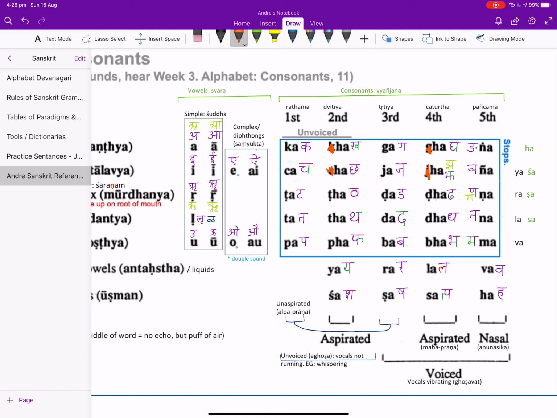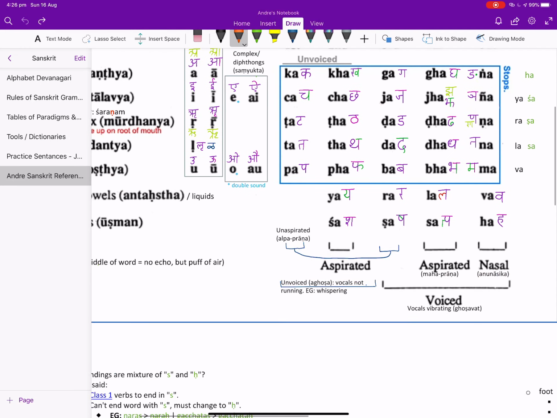Then what do we do? We put a j in front. So jha. What do we do? We put a ch in front. So ch-ha, cha. What do we do? We put a g in front. So g-ha, ga. What do we do? We put a k in front. So k-ha, ka.